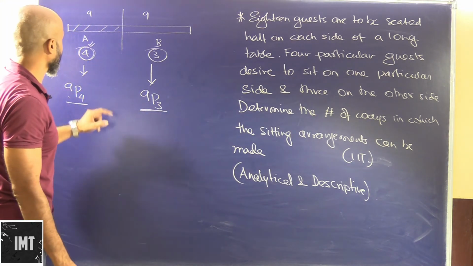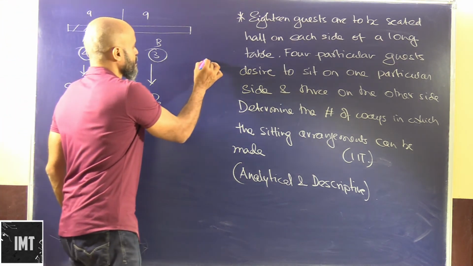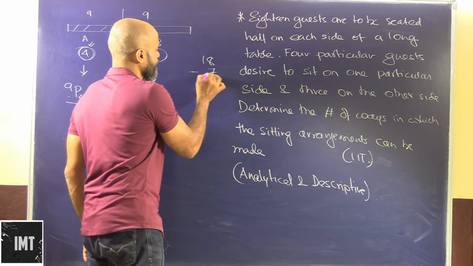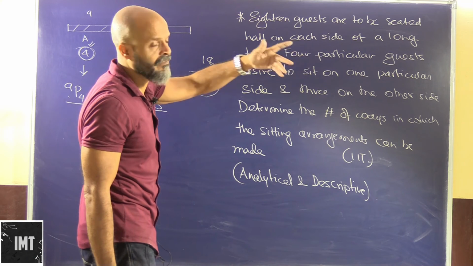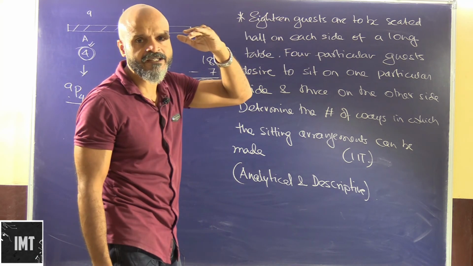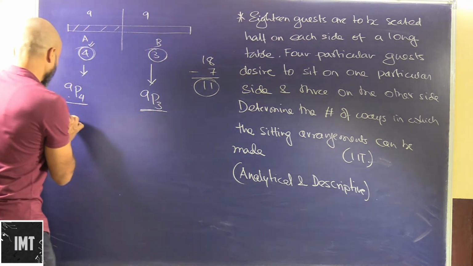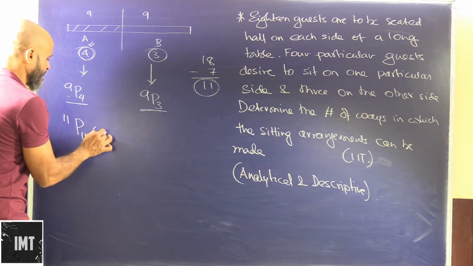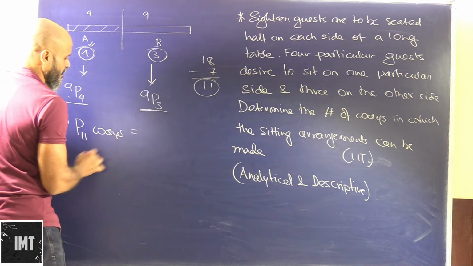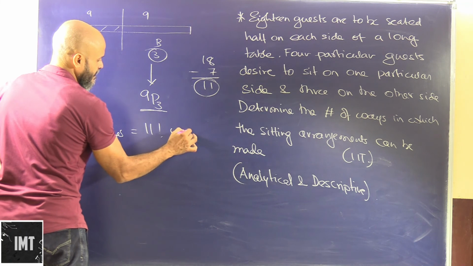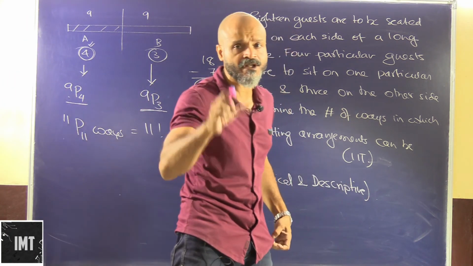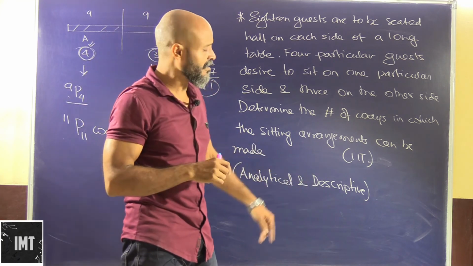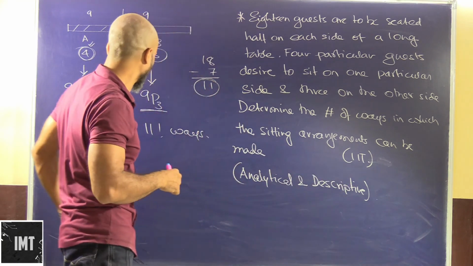Now what remains: 4 and 3 is 7, so out of 18 seats, 7 have been occupied, leaving 11. The remaining 11 people can sit in any of these 11 seats, and that can happen in 11P11 ways, or 11 factorial ways. This is basically an analytical and descriptive type question. It's an old IIT question, so you don't have an option here.